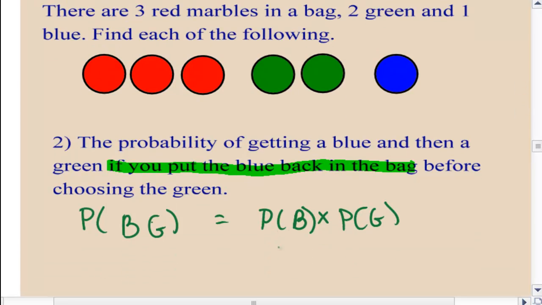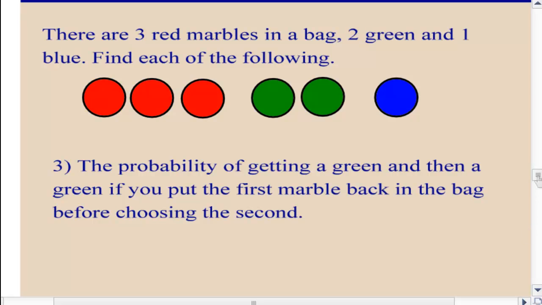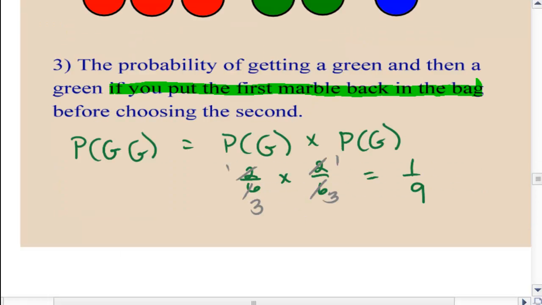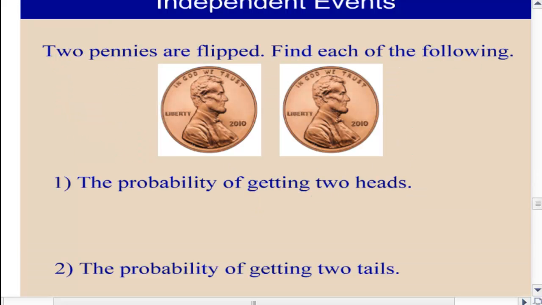So the probability of the blue would be what? 1 out of 6 times the probability of a green, 2/6. So what's your probability of getting a blue then a green? Well, we can cross cancel here. Love that cross canceling. 1/18. Try this problem. I got 1/9. Try these 2 problems, but stop on the third.